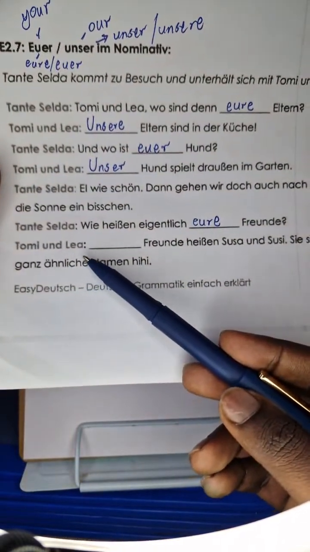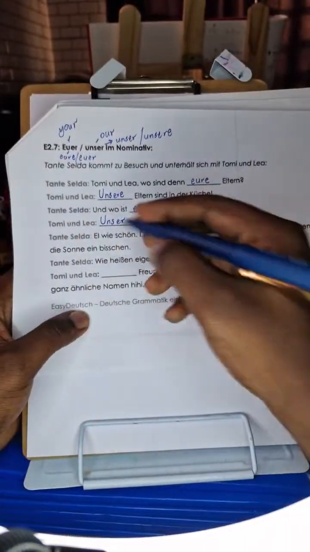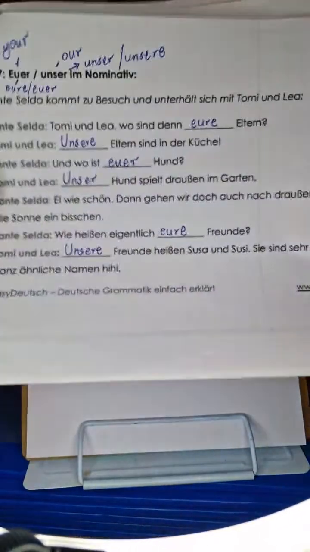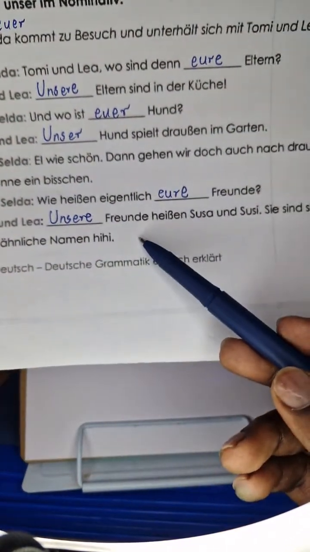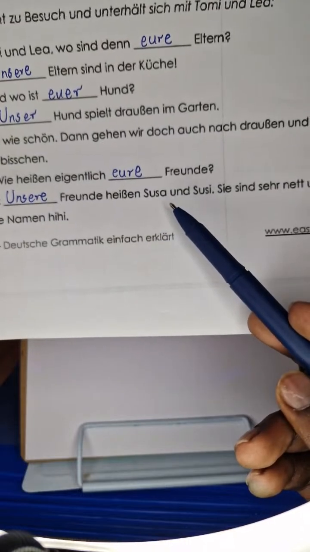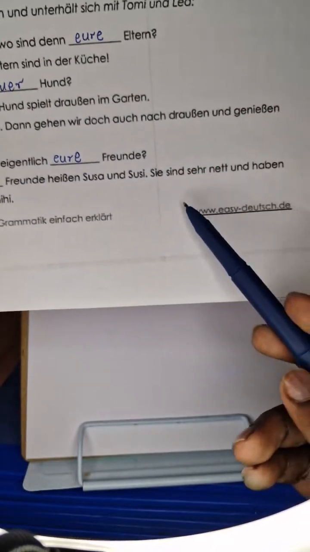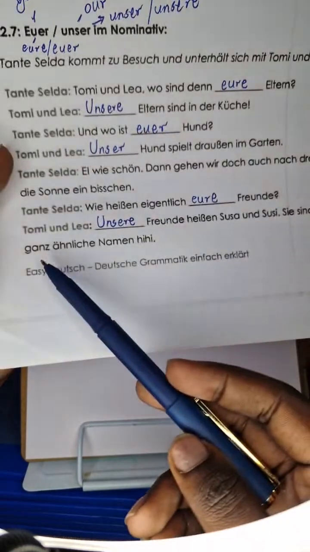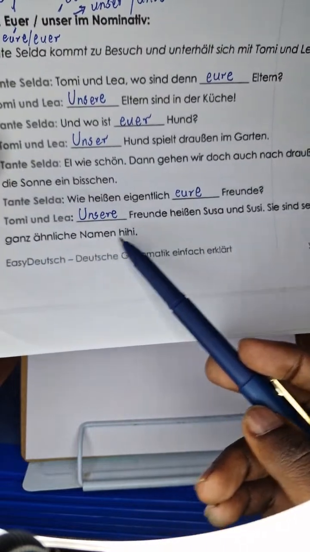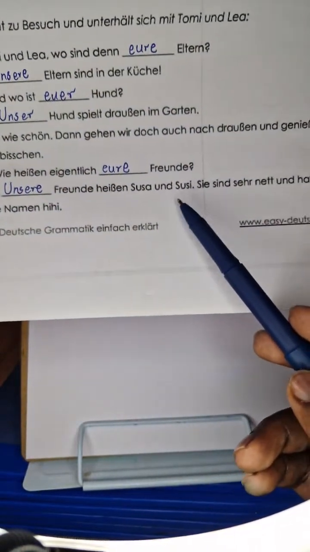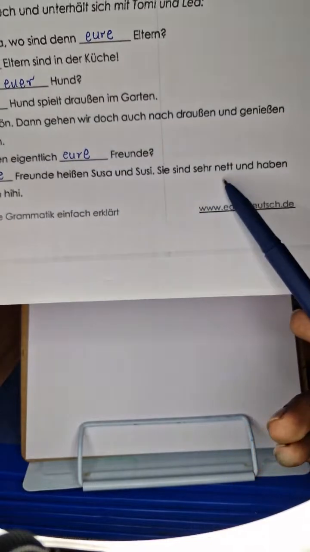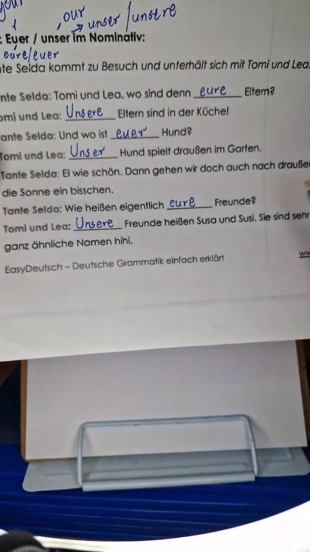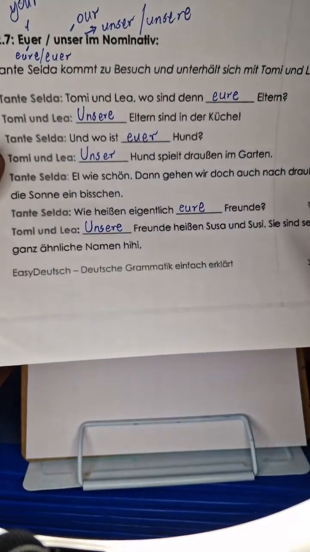And then Tommy und Lea begin by saying, unsere Freunde, our friends. Unsere Freunde heißen Susa und Susi, right? Sie sind sehr nett, they are very kind und haben ganz ähnliche Namen. So they are very kind and they have similar names, okay?